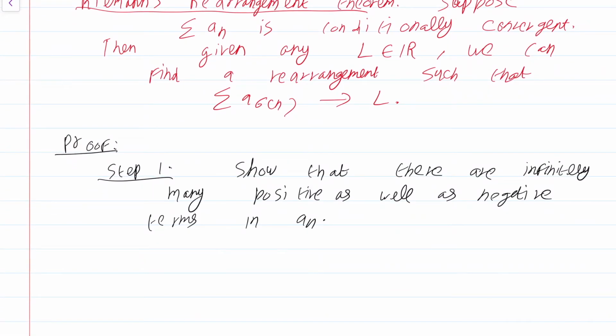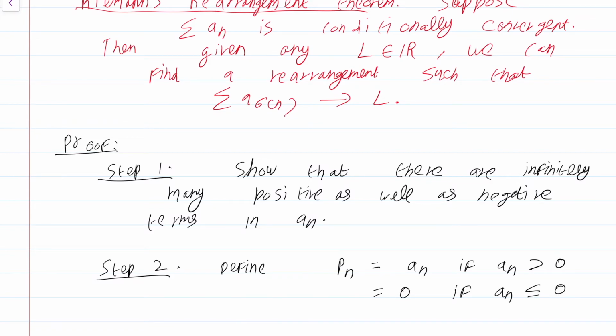We will actually, step 2 will be something even stronger, and that is what will be required. But I think it's a good idea to start with a warm up to get a sense of what is going on. Okay. Note, for step 1, you have to use the fact that the series does not converge absolutely. That means you will be showing that if there are only finitely many positive terms, then the series actually converges absolutely. Step 2, define Pn to be equal to an if an is greater than 0 and equal to 0 if an is less than or equal to 0.